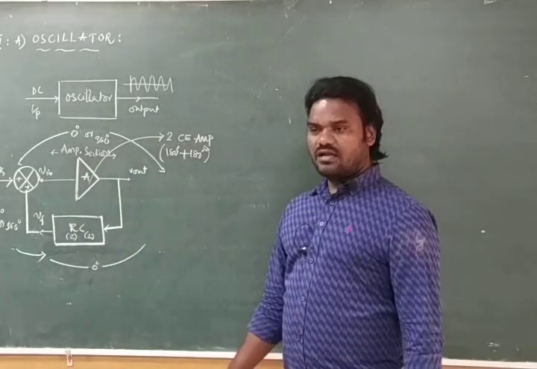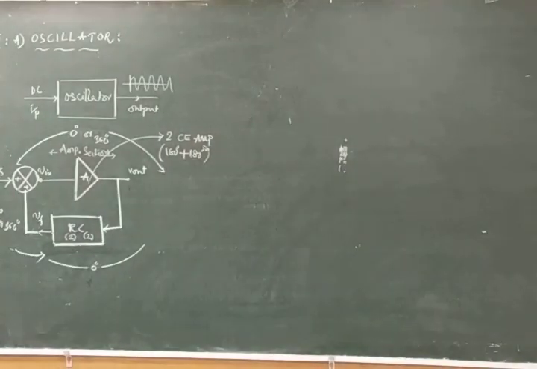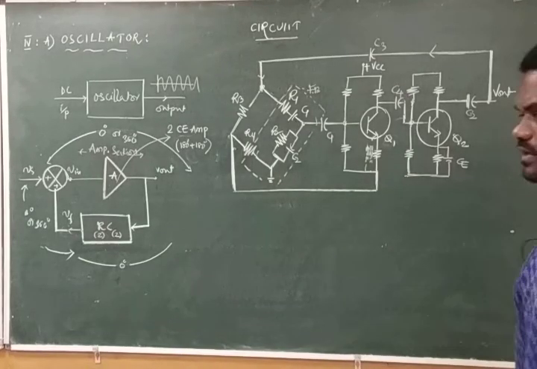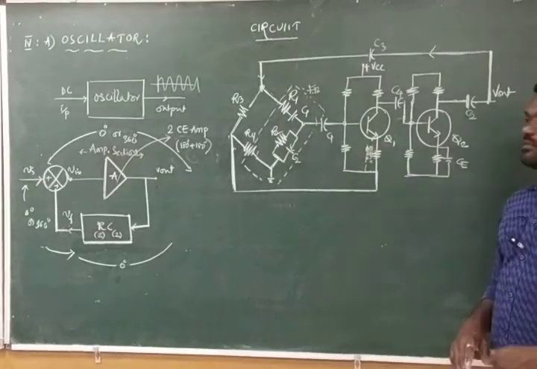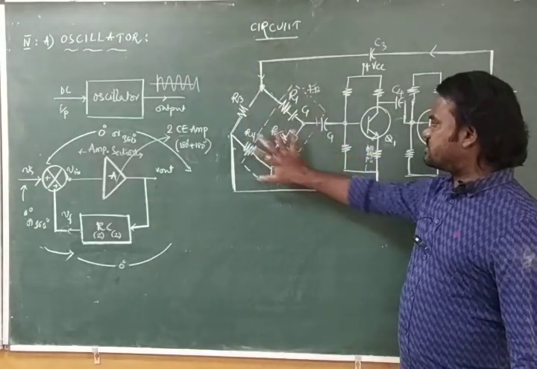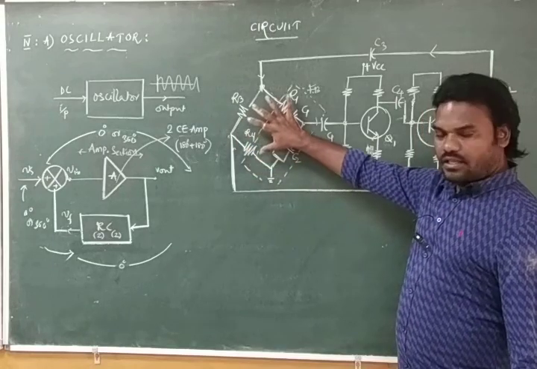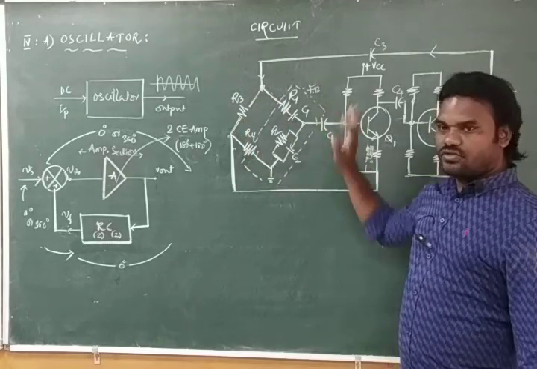The third one is the circuit diagram. First copy this. You should see this, right? So this is the circuit diagram for the Wien bridge oscillator. This is the feedback network, the total of this circuit. If you see this feedback network, it is in the form of a bridge. It seems to be a bridge, so it is called a Wien bridge oscillator.